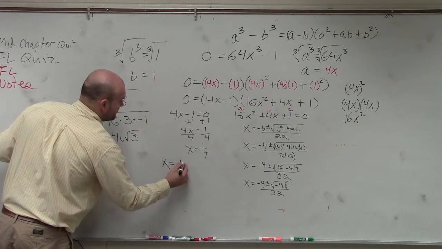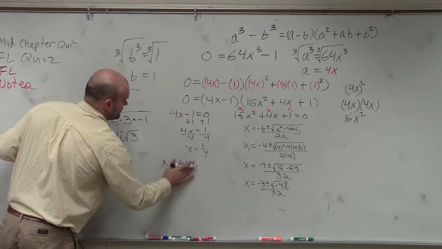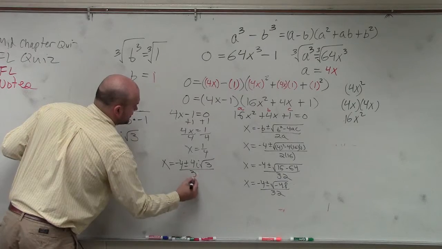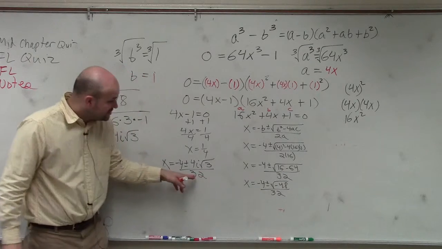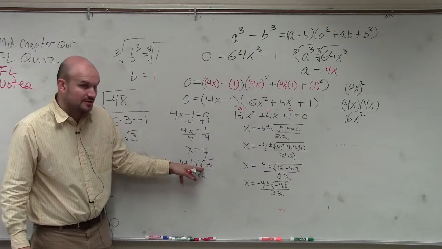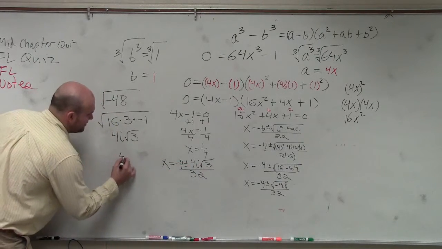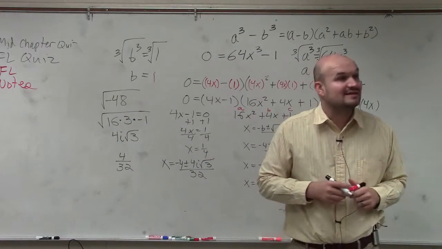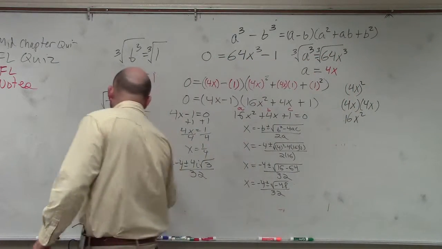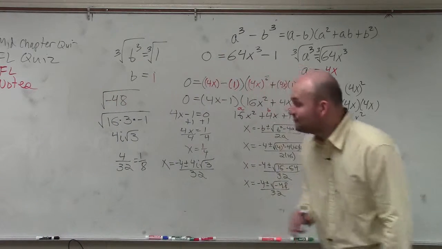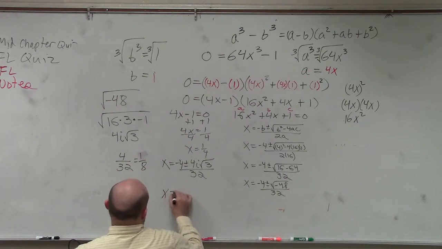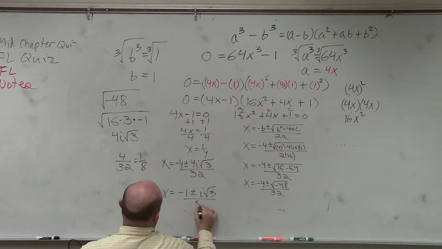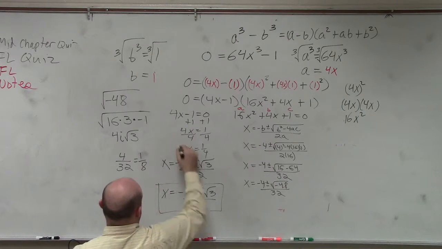X equals negative 4 plus or minus 4i square root of 3, all over 32. Now remember that 32 divides into both of those terms, correct? So can we simplify 4 over 32? Can we reduce that fraction? Yes, we can divide that. We can simplify that to 1 over 8. So your final answer for this solution is x equals negative 1 plus or minus i square root of 3 over 8. That's one solution.